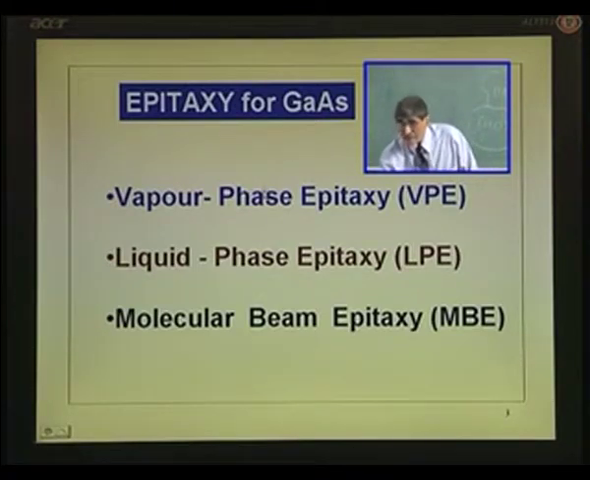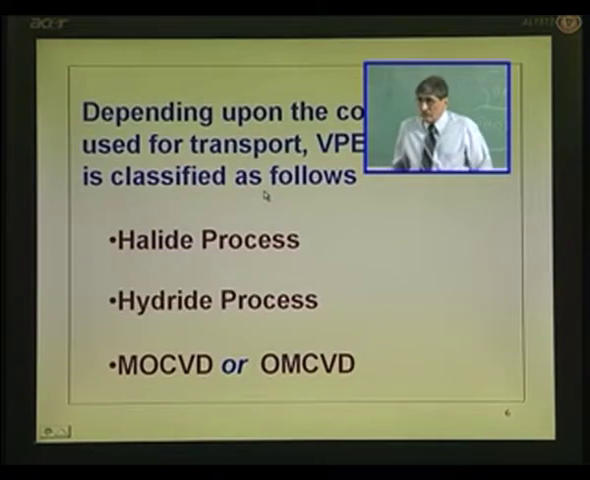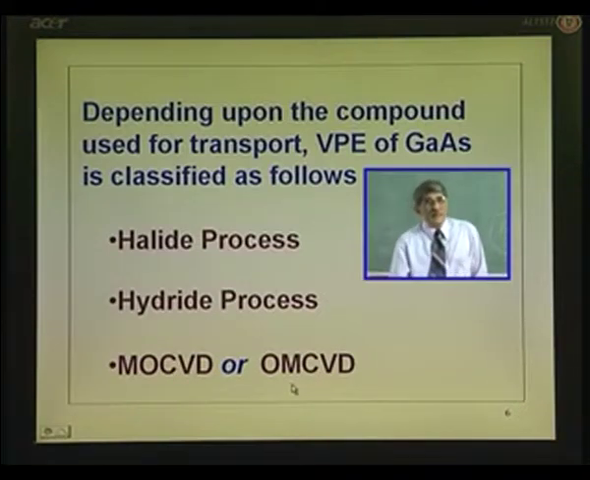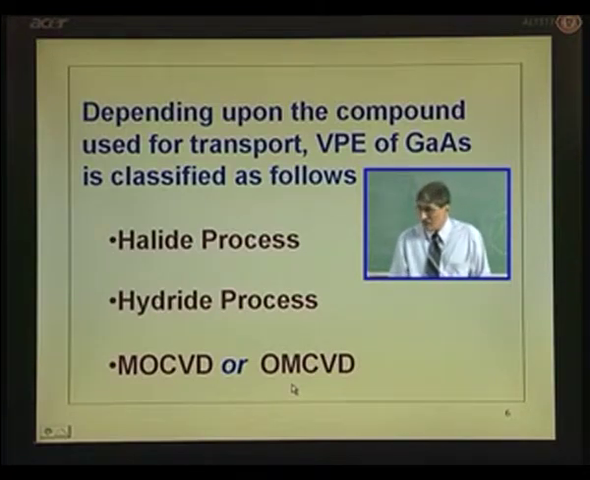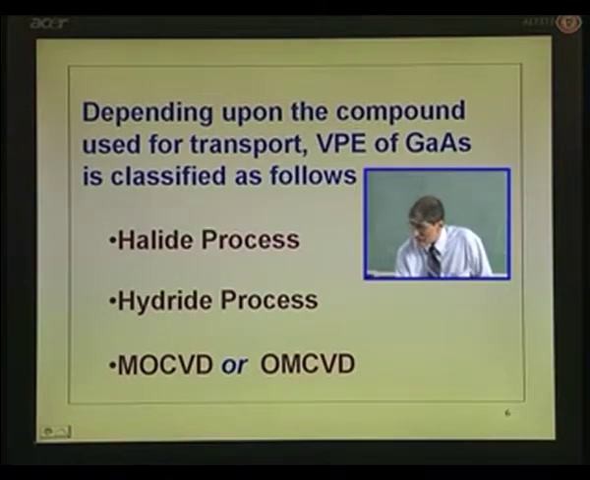Now, coming to vapor phase epitaxy, depending upon what sort of compounds you use for transport of vapors, you call it the halide process, hydride process, or MOCVD. MOCVD is one of the most popular epitaxial techniques for gallium arsenide today. Metal organic chemical vapor deposition or organometallic, both same. It is only who is talking. Somebody will say metal organic CVD or organometallic CVD. You deal with the same compound, trimethyl gallium. So, depending upon that, you call it MOCVD.